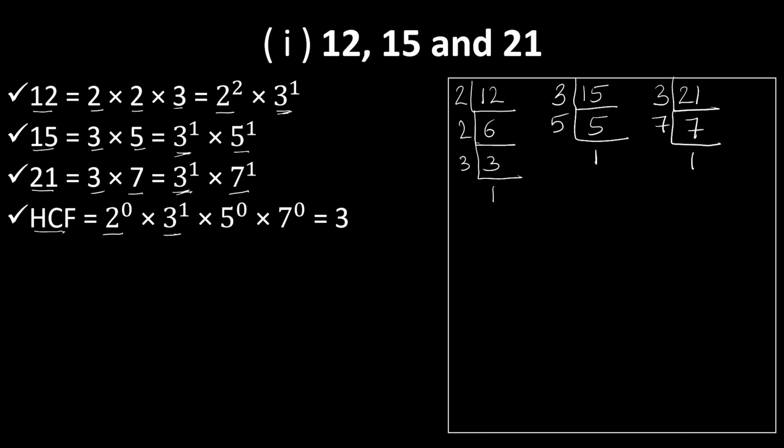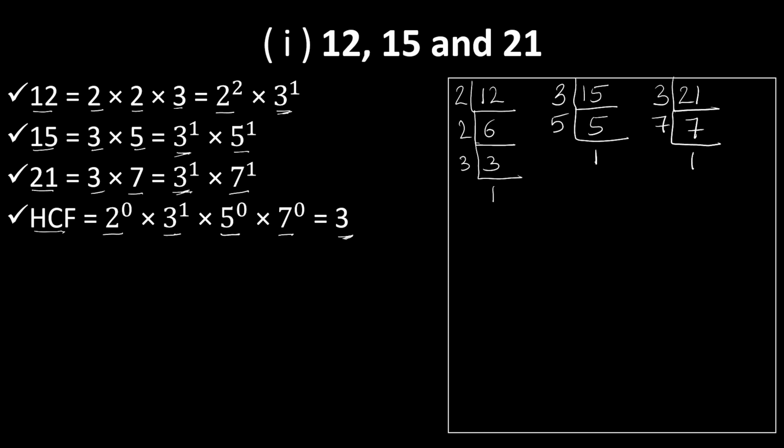Now, since 5 is not coming as a prime factor in 12 and 21, we will be writing 5 raised to 0. And also 7 is not coming as a prime factor in 12 and 21, so we will be writing 7 raised to 0. The least exponent possible is 0. Now, if we will multiply all these numbers, we are going to get 3 as its value. Since 2 raised to 0, 5 raised to 0 and 7 raised to 0, their value will be 1. So, on multiplying 1 with 3 raised to 1, we are going to get 3.